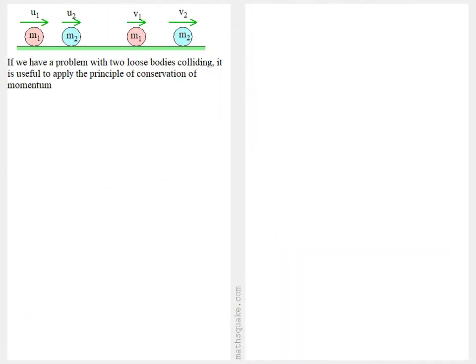The diagram shows two bodies just before and just after a collision. Now, if we have a problem with two loose bodies colliding, it's useful to apply the principle of conservation of momentum. That is, the total initial momentum is equal to the total final momentum. m1u1 plus m2u2 equals m1v1 plus m2v2.